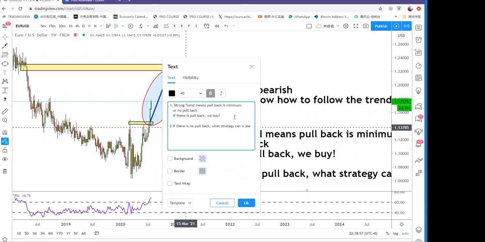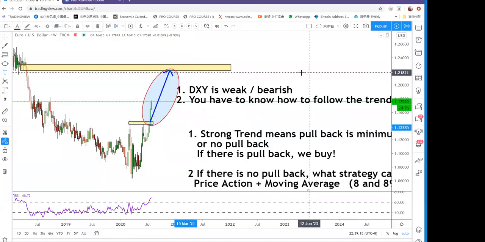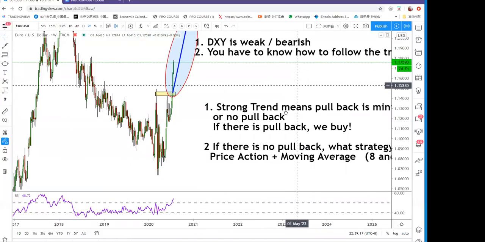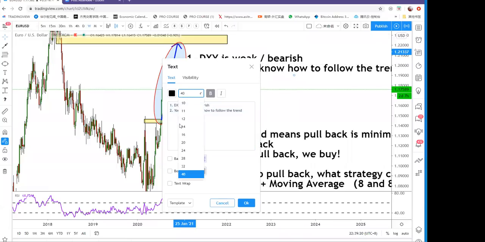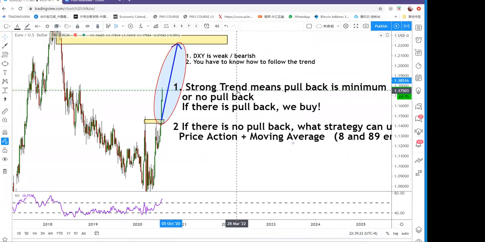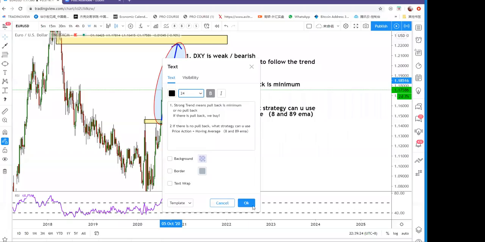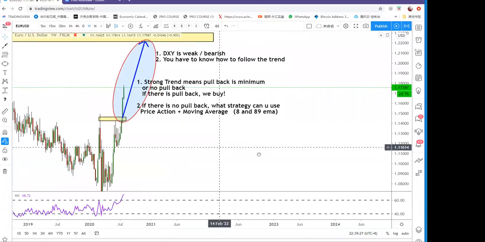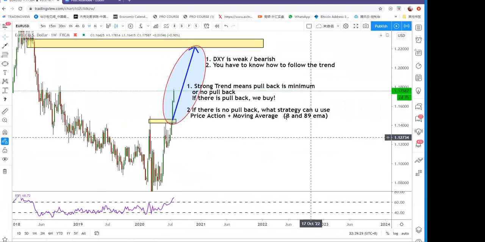Yes, you can use price action plus moving averages. The moving averages I recommend are the 8 and 89 EMA, which I shared with you before. I made this 8 and 89 EMA course, or tutorial, on my YouTube a long time ago. I think you can still search for this program on YouTube.